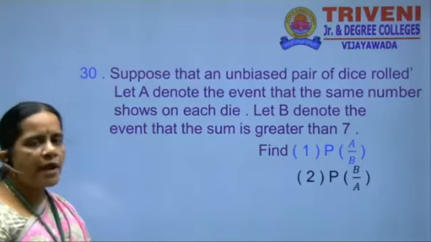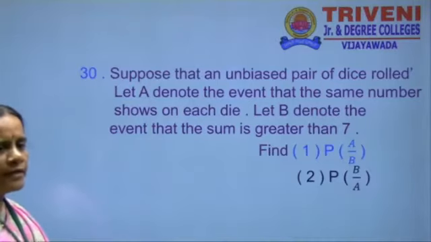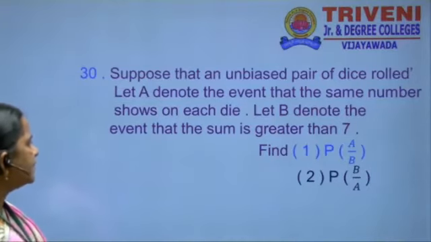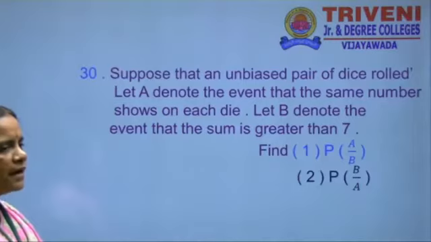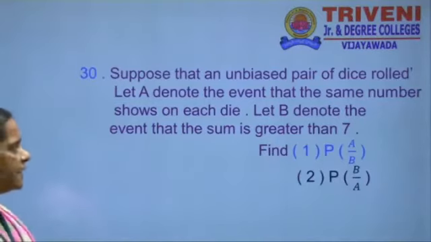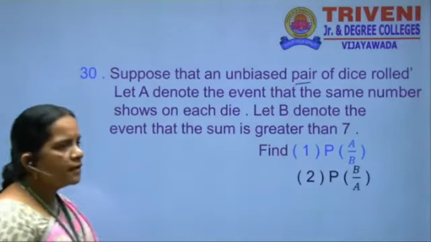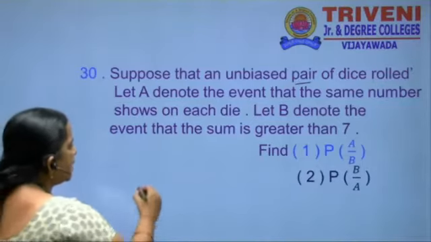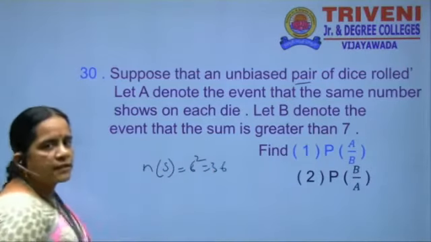Suppose that an unbiased dice is rolled. A is the event that the same number shows on each die, and B denotes the event that the sum is greater than 7. The first bit we have to find is P of A by B, and the second bit is P of B by A. Here it is a pair of dice. Therefore, 6 square is equal to 36. N of S is equal to 6 square, that is equal to 36.